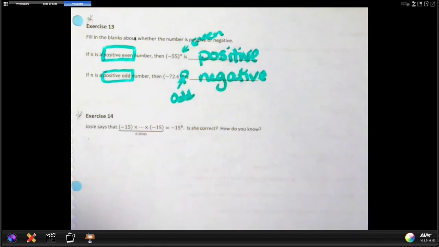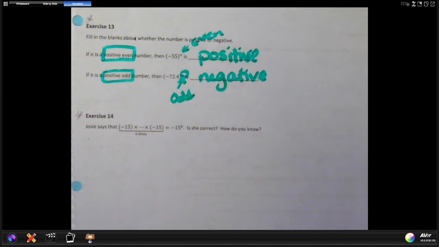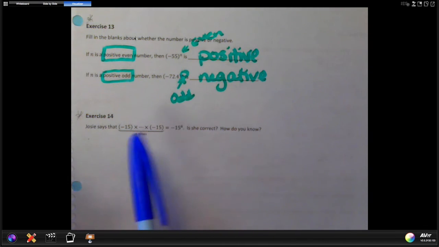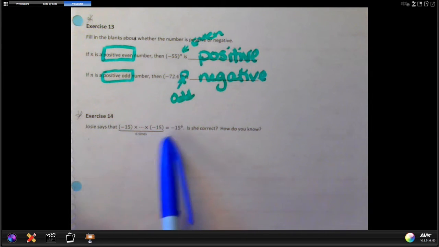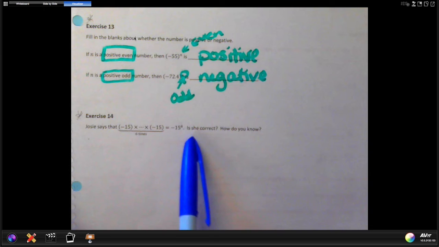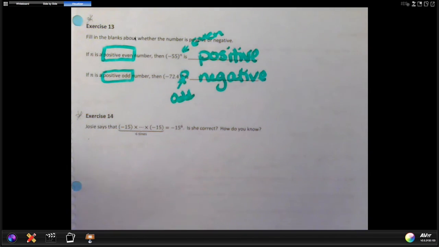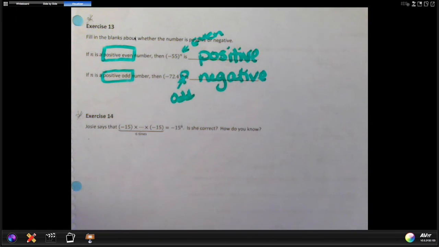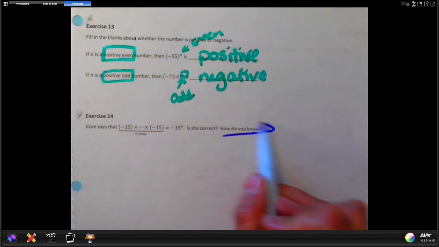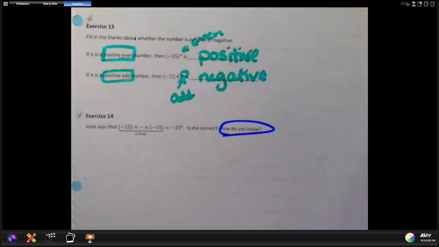Okay, last but not least for these notes, it says, Josie says that negative 15 times dot dot dot times negative 15, 6 times, is negative 15 to the 6th power. Is she correct, and how do we know? Well, if you type this in your calculator, you will find out that she is not correct. But how do you know? That's kind of the question we're really looking for.